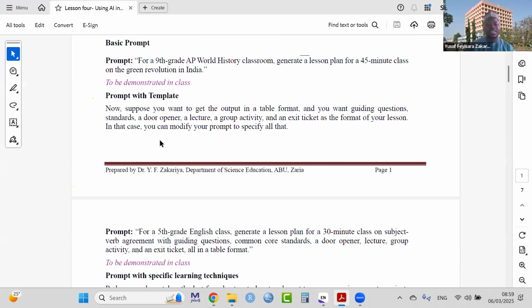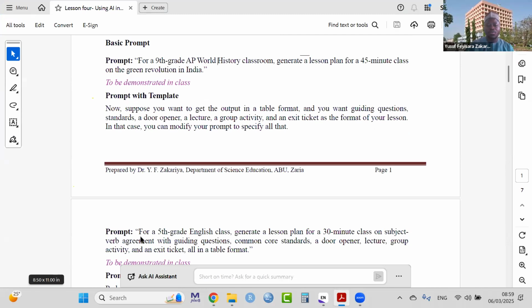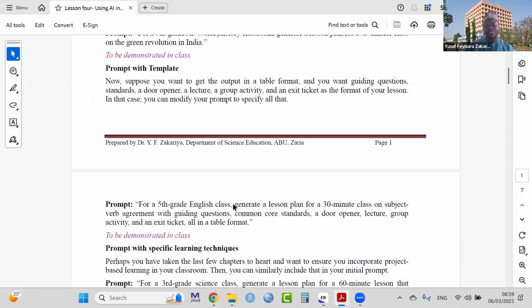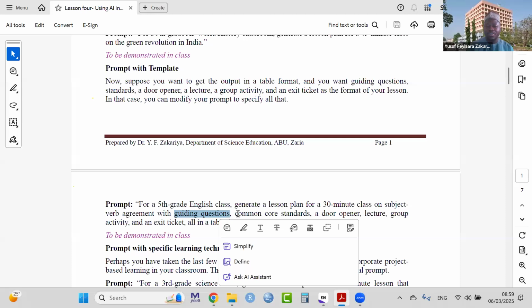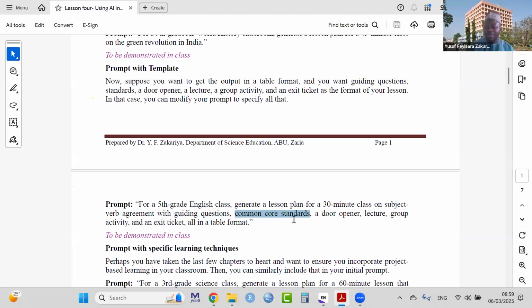So we have a specific example here where we have, for a 5th grade English class, generate a lesson plan for a 30-minute class on subject-verb agreement, subject and verb. When you use a singular subject, you have to use a singular verb. When you use a plural subject, you have to use a plural verb. Okay, with guiding questions. This is one of the constraints. You want guiding questions to be there. Common Core standards, like we have in our curriculum too, a door opener, lecture, group activity, and exit ticket.